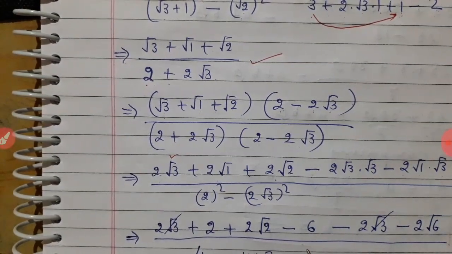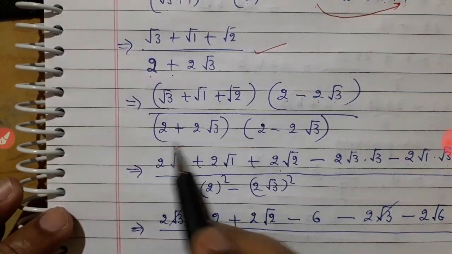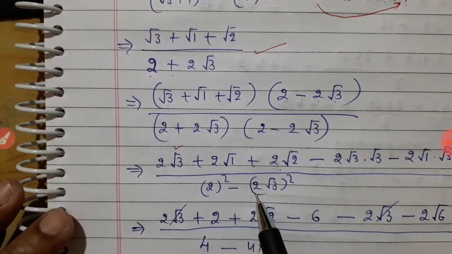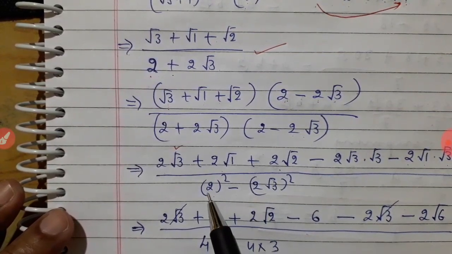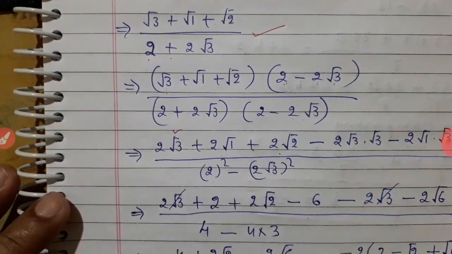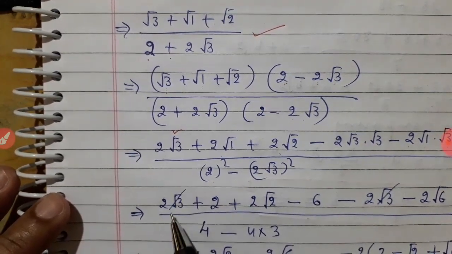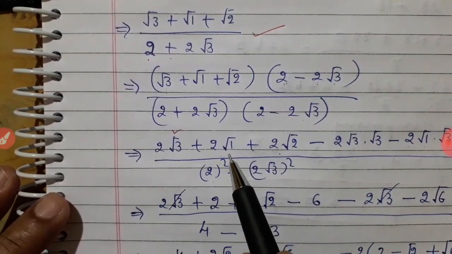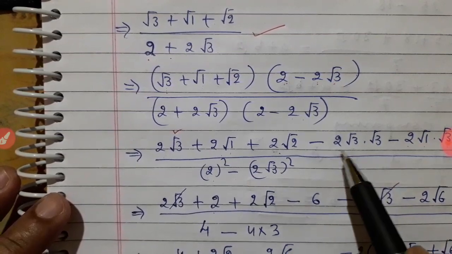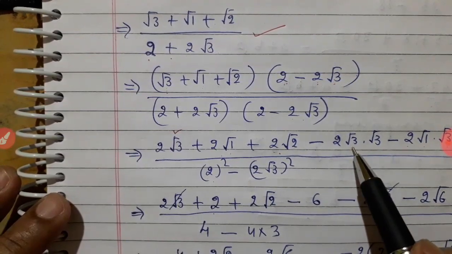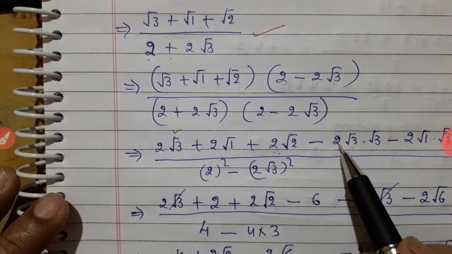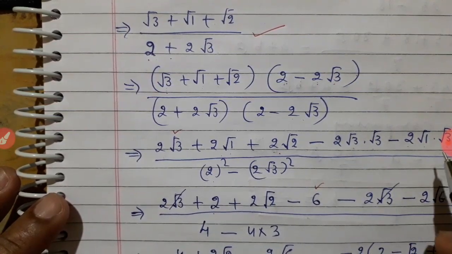so 2 root 2 into root 3. Okay, and in the denominator a plus b times a minus b will become a square minus b square. So a square is 2 square and b square is 2 root 3 whole square, and then just simplify. So here 2 root 3, then root 1 is 1, so we get 2, and then this is 2 root 2 minus, here again if you multiply root 3 with root 3 it will become 3, and 2 times 3 is 6, this number is coming next.